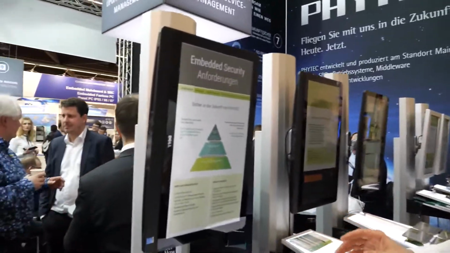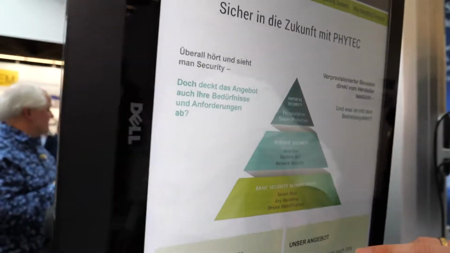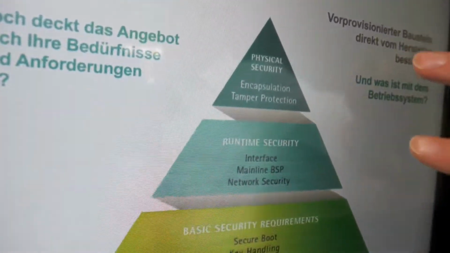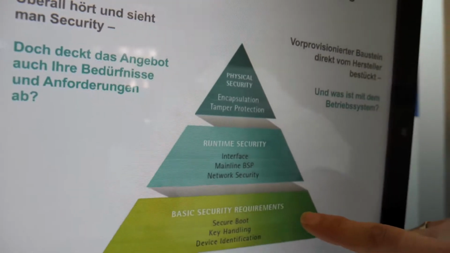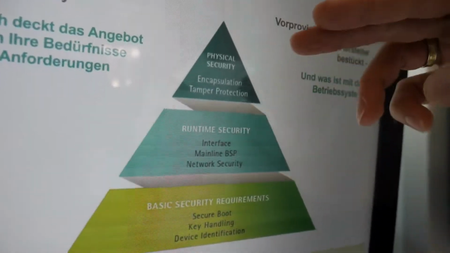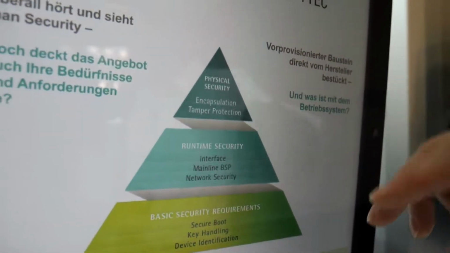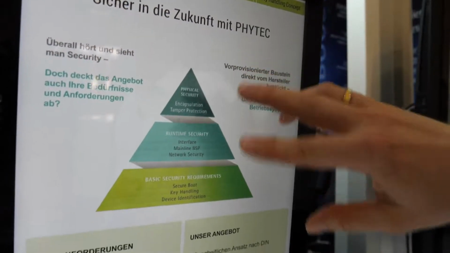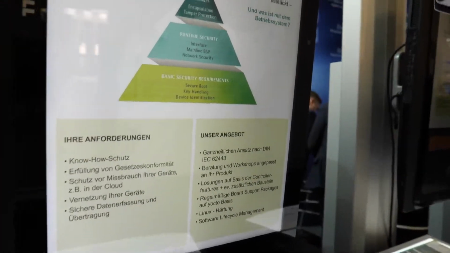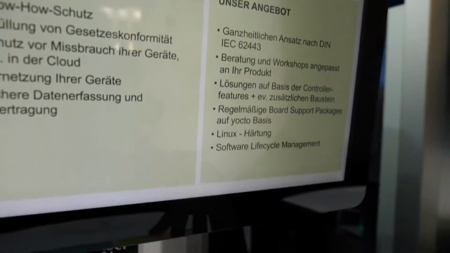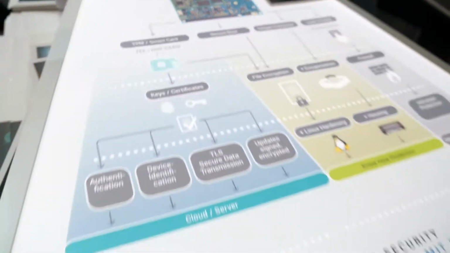My name is Mike and I'm responsible for security solutions for our products. So we show different solutions. We have the solutions separated in different sections, for example, basic security requirements, runtime security and physical security. This is an overview of the solutions. For a better understanding, we have a diagram here.